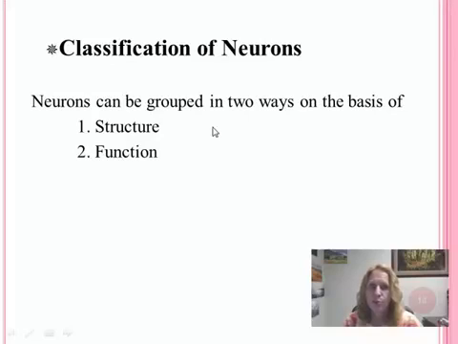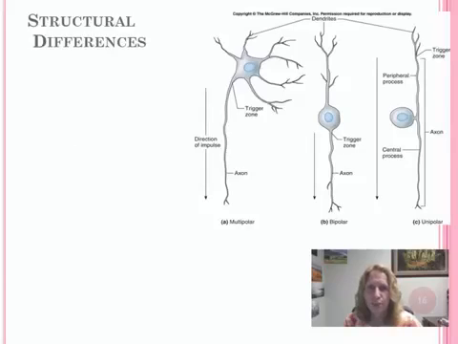Neurons can be grouped by structure or function. We'll first look at structural differences. If you look at the cell body of the neuron, you can see that there is a single axon coming out of that cell body, but many, many dendrites. This would be multipolar. There are many extensions from that cell body.